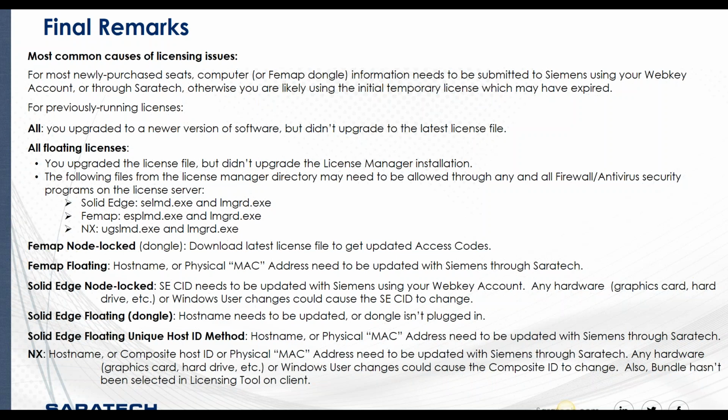For previously running licenses, you probably either need to install newer software or you need to upgrade to the latest license file. For all the floating licenses, like I said, make sure that you upgraded the license file, but you also need to make sure that the license manager installation is up to date. For example, like an NX floating license, maybe your license file is correct, but your SPLM license file isn't up to date. That's why we always want to make sure that it's the most updated one.